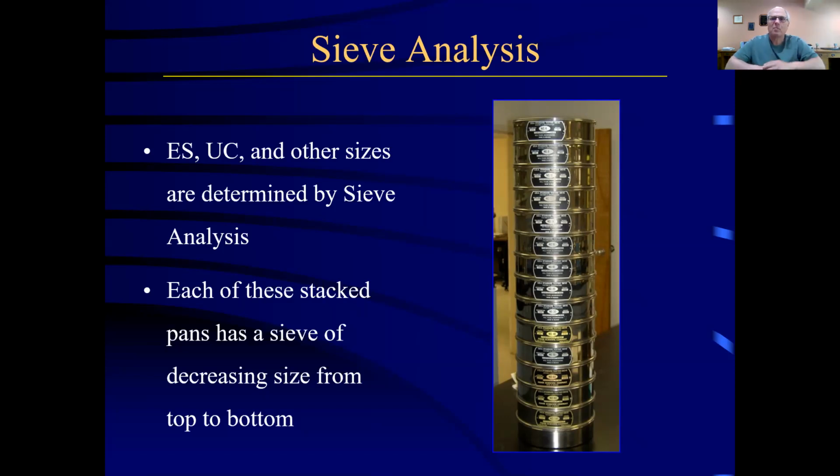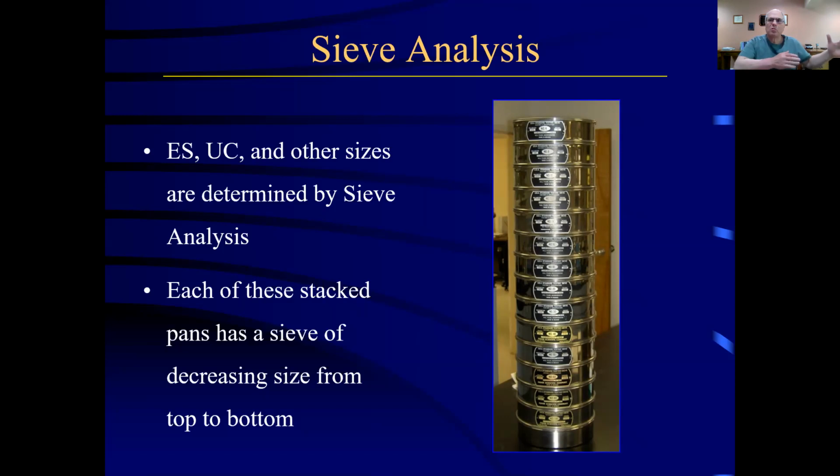So the top pan has the biggest sieve sizes. The next pan down has a little bit smaller sieve sizes. The next pan down, all the way down. So you'd start off with maybe 1.8 millimeter and work your way down, maybe down to 0.3 millimeter.